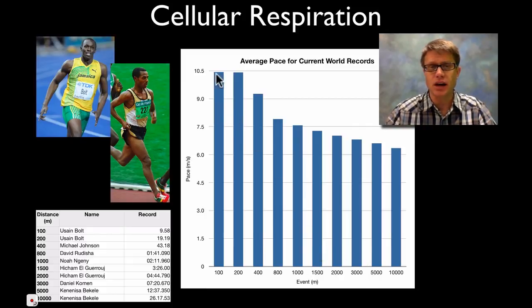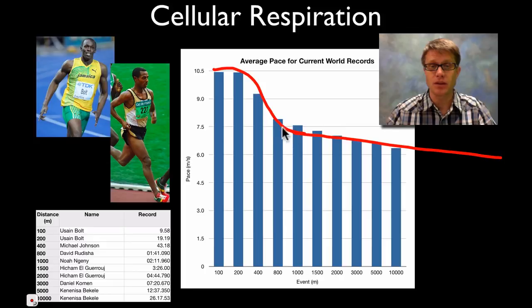And what you can see in this graph is that the pace is quickly going to drop off, and then it's pretty much going to stabilize. And if we were to go out to the marathon or continue, basically we're pretty effective at running at a specific pace, but we die really quickly when we're sprinting.